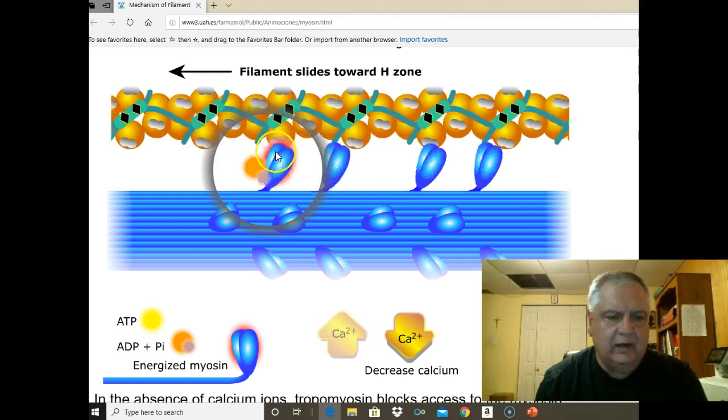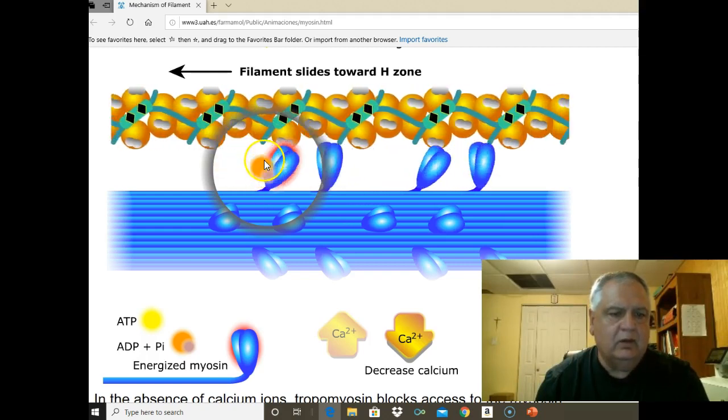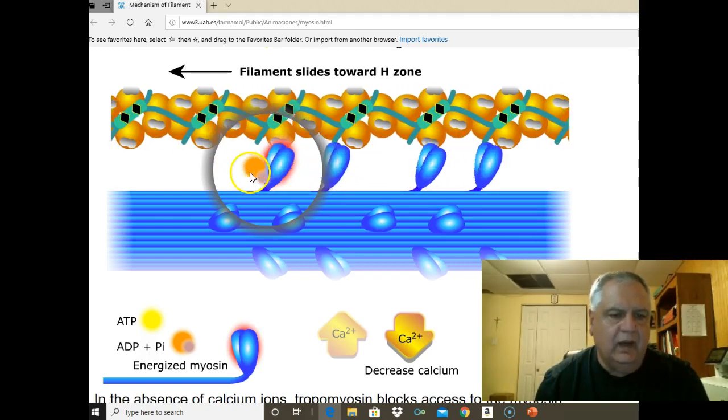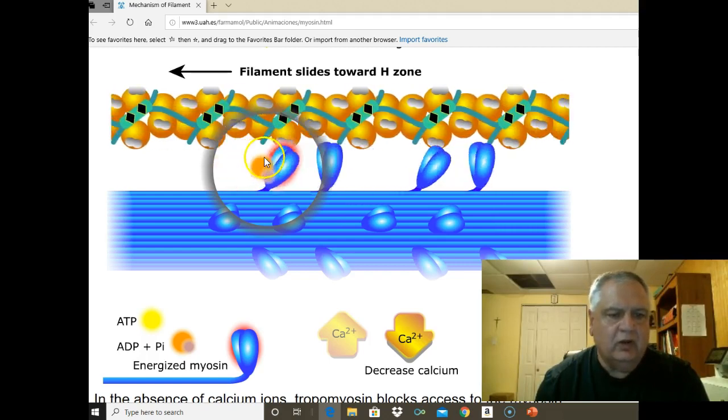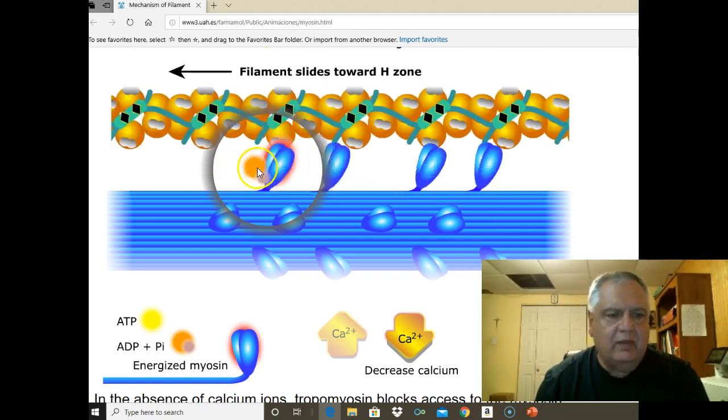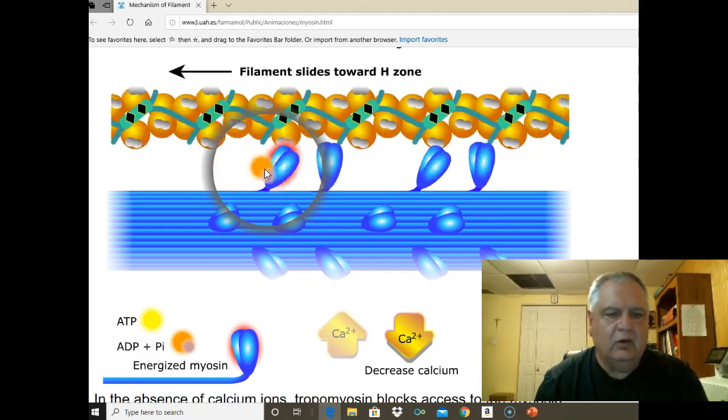And that's what we're looking at here inside the circle. Here's a cross bridge, and coming in yellow, this is going to represent ATP. So what's going to happen is the ATP is going to be hydrolyzed. It's going to break down into adenosine plus a phosphate group. As a result of this, a bond is going to be broken, and when the bonds are broken, energy is going to be released. The energy that's released is used to recock that head so that it can continue to slide the actin over the myosin.